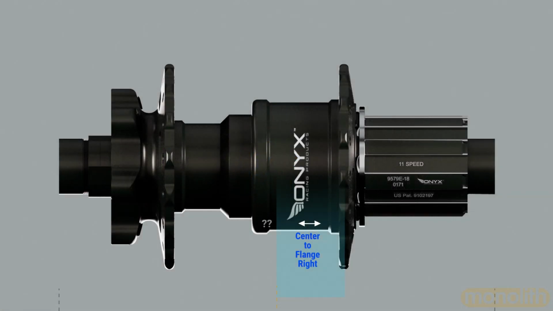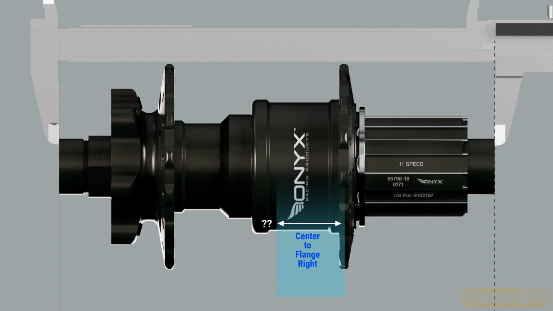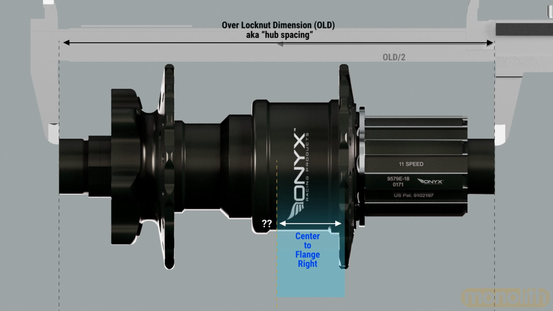CTF is difficult to get directly. We need something simple to measure. First, get a center line by dividing over locknut dimension in half. This defines one edge of CTF.